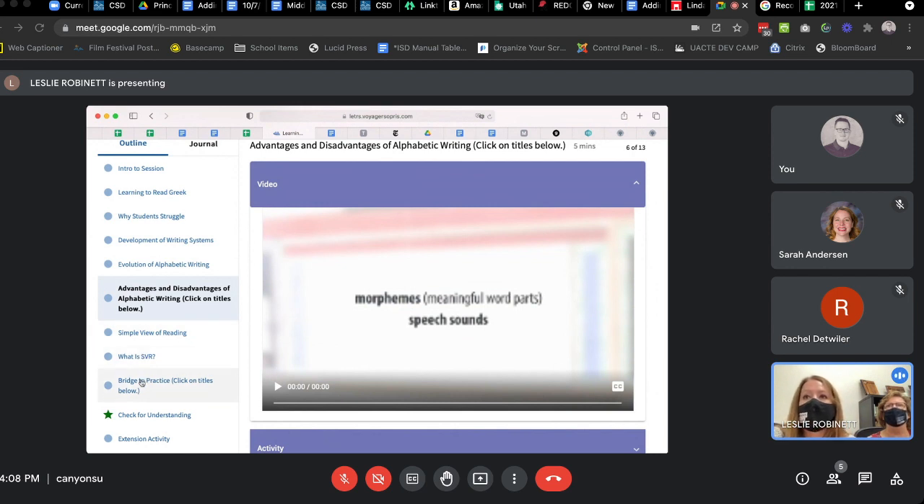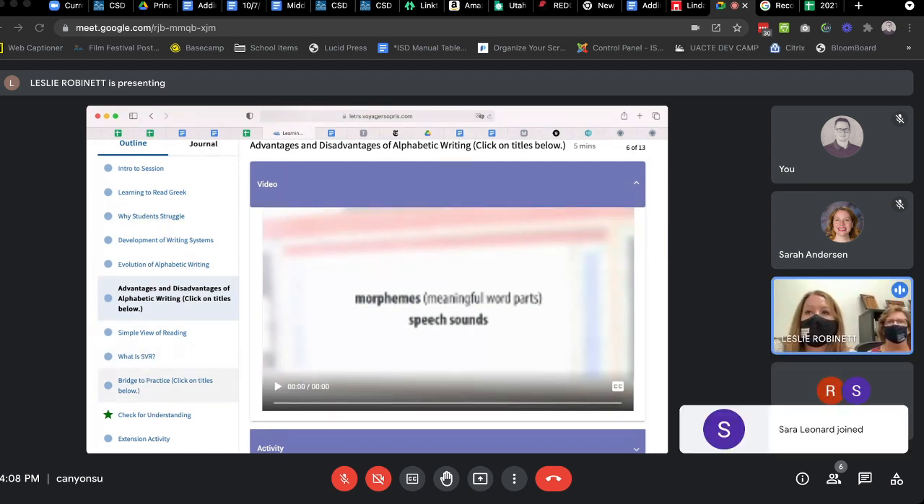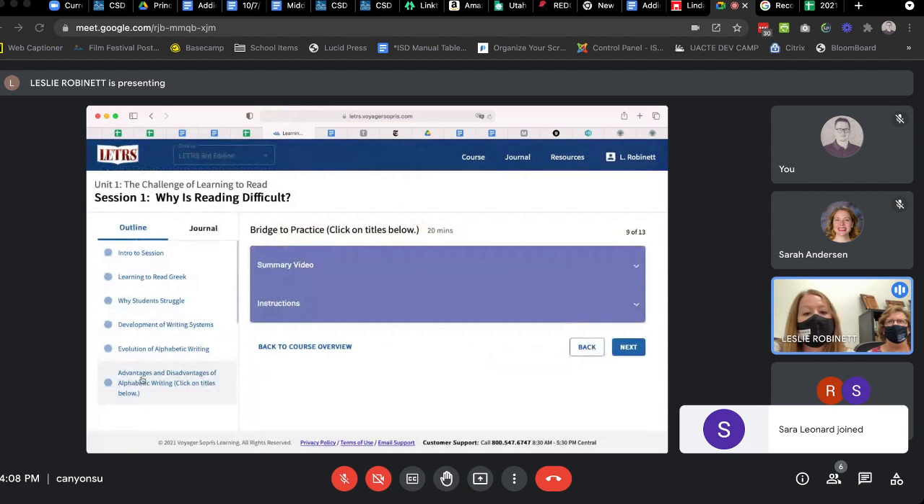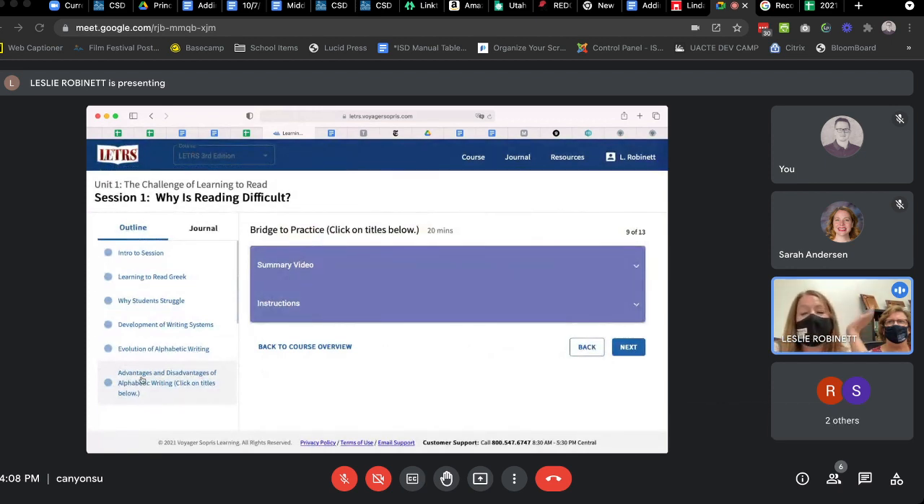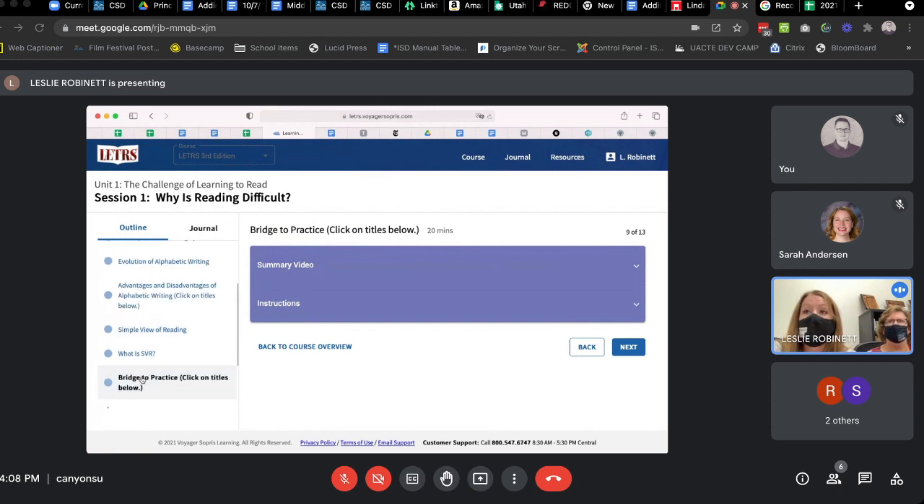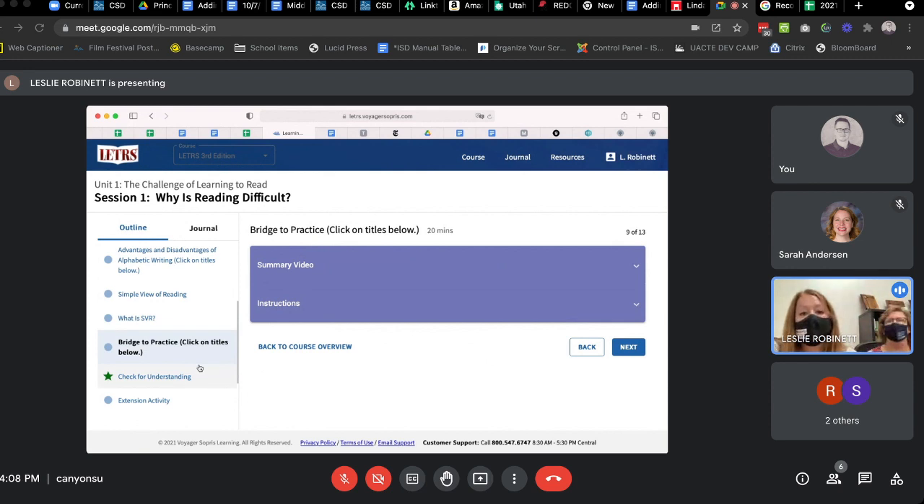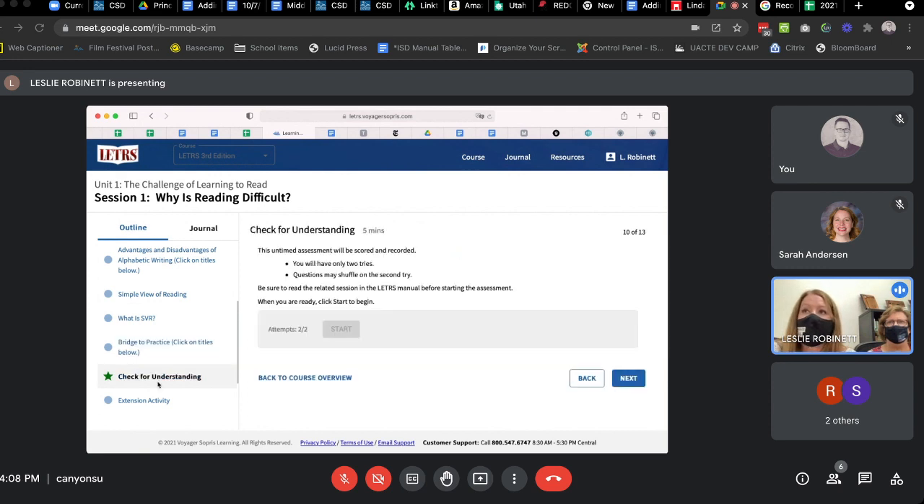And a couple of things in there. Once you get down to the bridge to practice, that's where you're going to jump into the Canvas course that my friend will talk to you about. You can look at the bridge to practice here, but like my friend will talk about, it's going to be easier for you to do it in Canvas. But then after you do the bridge to practice, you're going to come back in and do the check for understanding. And that's the quiz.